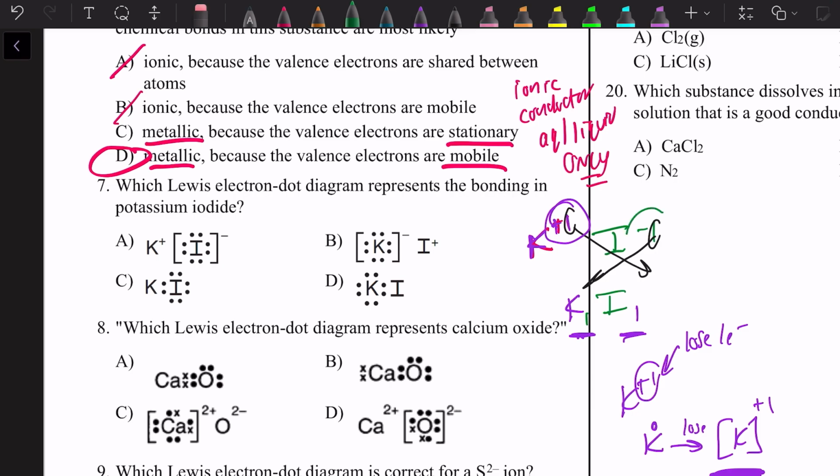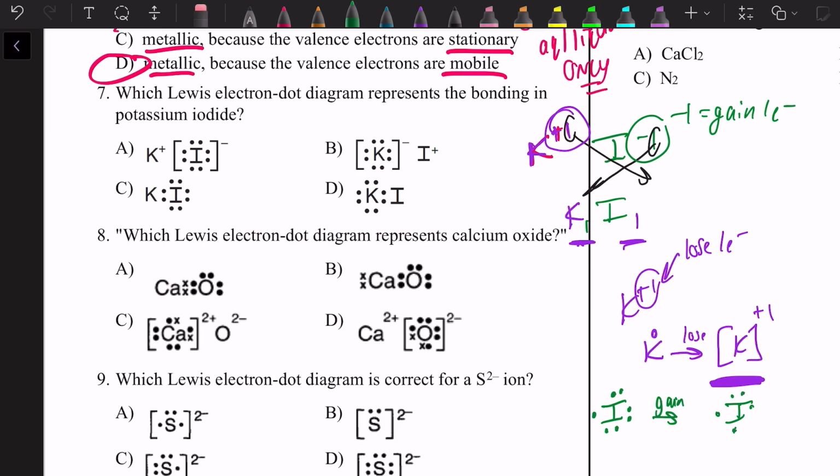Now, I has that -1 charge, which means it gained one electron. So an iodine atom has 7 valence electrons. When it gains one to fulfill that valence shell, it now has 8. 3, 4, 5, 6, 7, 8. And to tell the world that this is not a mistake, you know what you're doing, brackets and that -1 charge. Now, in ionic bonds, you got a positive thing, you got a negative thing, you stick them together because opposites attract. Now, choice A is the one that shows that the best.